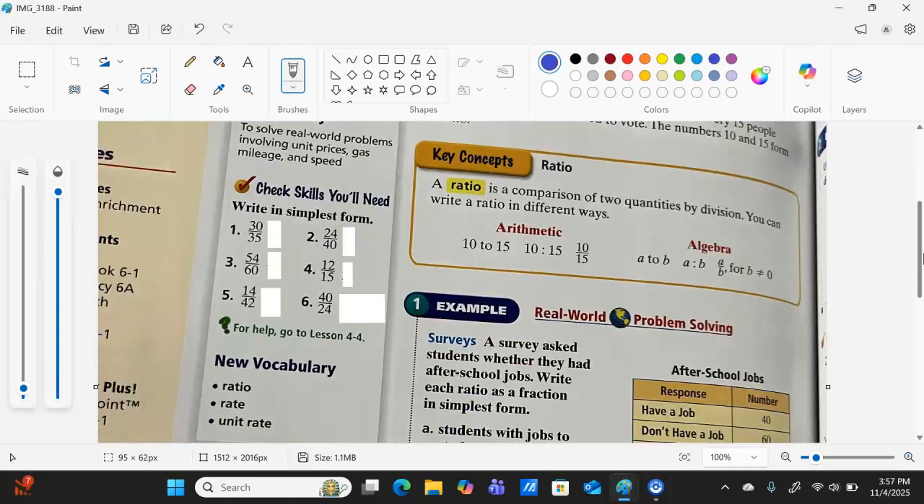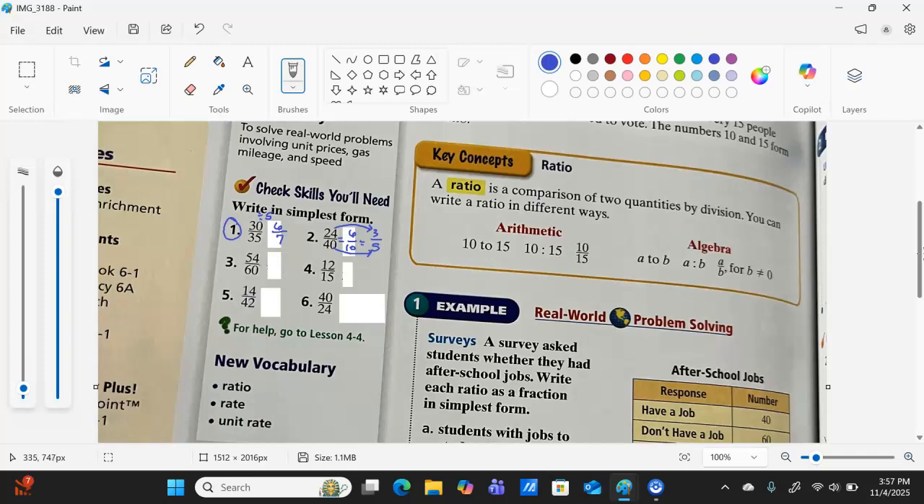On the left-hand side here, you'll see skills that you need, and that is mainly reducing fractions to simplest form. So if you look at number 1 right here, 30 and 35 are both multiples of 5, so this would reduce to 6/7 by dividing both the top and the bottom by 5. Number 2, I can see they're both multiples of 4, and then I can see those are both multiples of 2. So actually they were both multiples of 8. I didn't catch that to begin with, but if you'd have divided directly by 8, you would have gotten straight to 3/5. So sometimes it may take you a couple of steps.